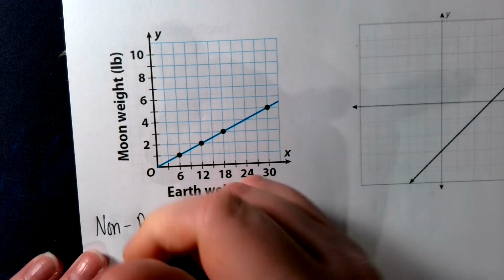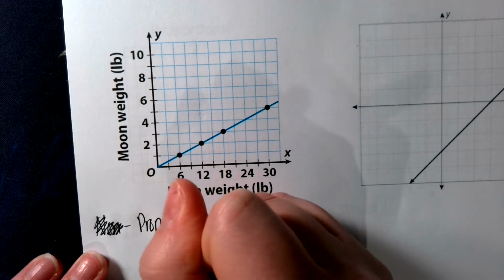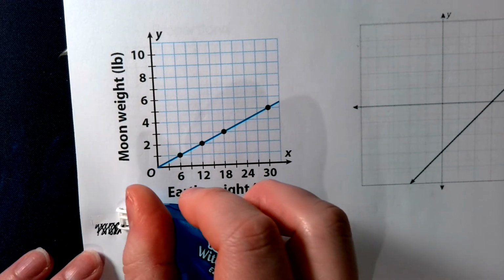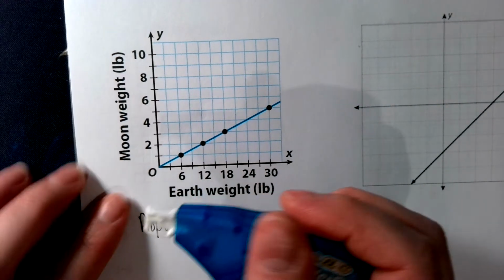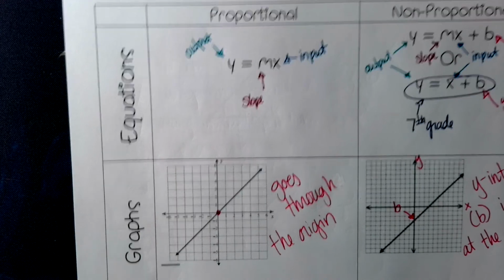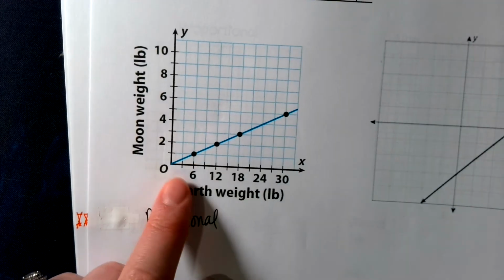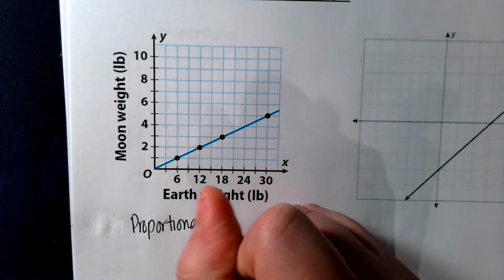How do you know? Or excuse me, it is proportional. Andrea, come on. How do you know it's a proportional graph? If you remember, when we were talking about the different characteristics of graphs, a proportional graph goes through the origin, and that's what this one does. It goes through the origin because it's proportional.